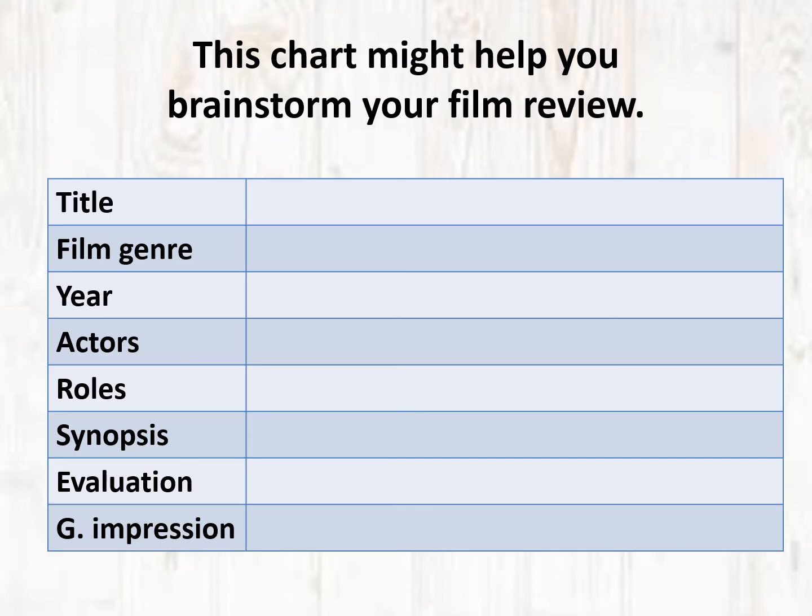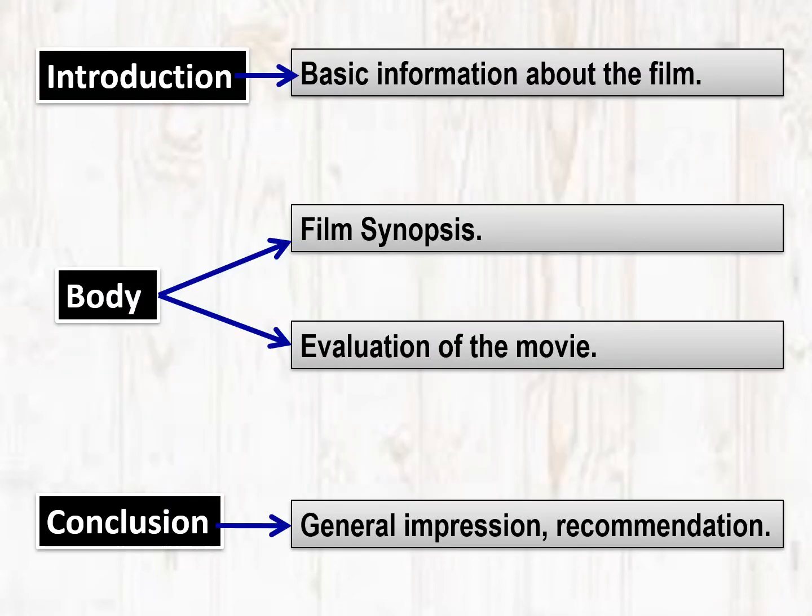And there are different ways of brainstorming a film review, but this chart can help you. In this chart you have the title, the film genre, the year, the actors, the roles, a synopsis of the movie, evaluation, and general impression. So this chart can help you brainstorm your film review. Okay, and don't forget that the introduction contains the basic information about the film. The body has two paragraphs. The first one is about film synopsis, and the second one is about evaluation of the movie. And the last paragraph is a conclusion, and it has the general impression and the recommendation.